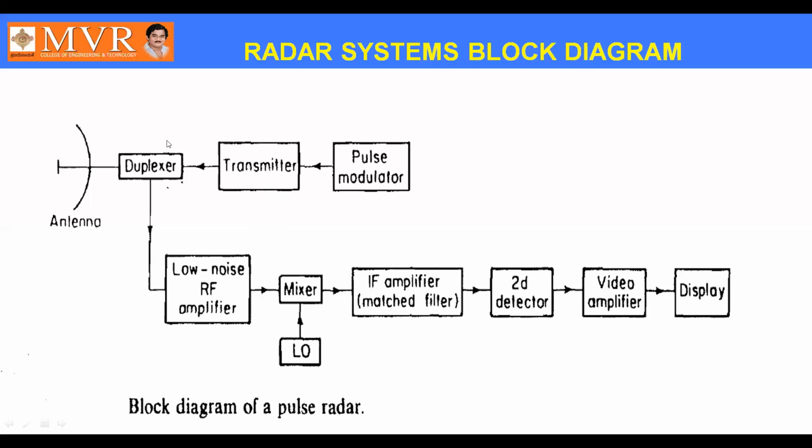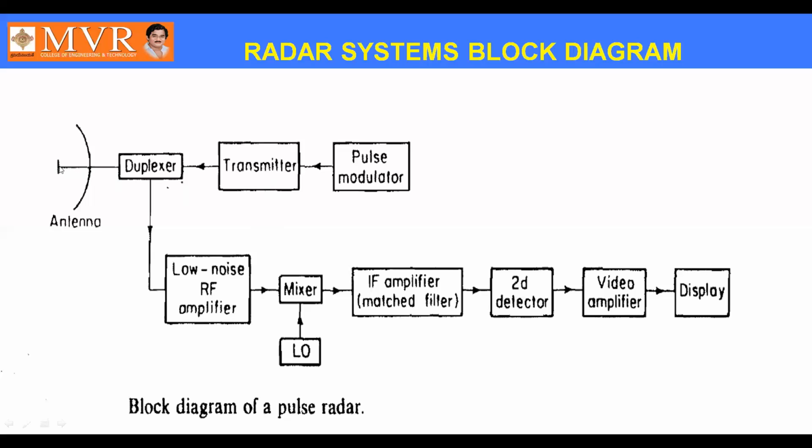The main purpose of the duplexer is to protect the receiving section from the electromagnetic signals. If any part of the transmitter signal enters the receiver section, the receiver may be spoiled or damaged. So that is the only reason the duplexer is placed: to protect the receiver from the high power transmitter signal.